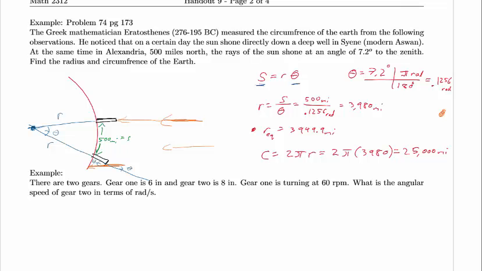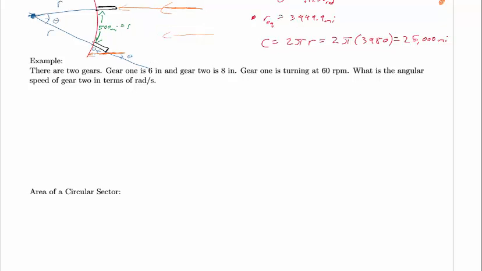Okay, moving on. We have our next example. We have two gears. Gear 1 is 6 inches and gear 2 is 8 inches. So let's go ahead and draw that. We've got gear 1, and we'll just put our little gear things on there. So we'll call that gear 1, and that again is 6 inches in diameter.